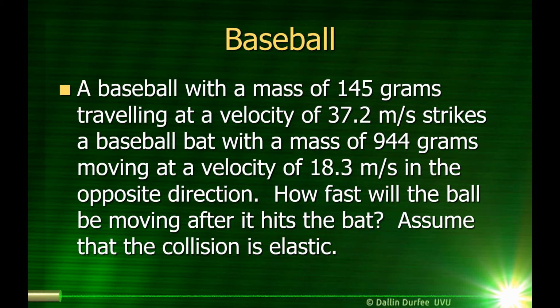So here's a problem we're going to solve now. A baseball with a mass of 145 grams traveling at a velocity of 37.2 meters per second strikes a baseball bat with a mass of 944 grams moving at a velocity of 18.3 meters per second in the opposite direction. How fast will the ball be moving after it hits the bat? Assume that the collision is elastic.